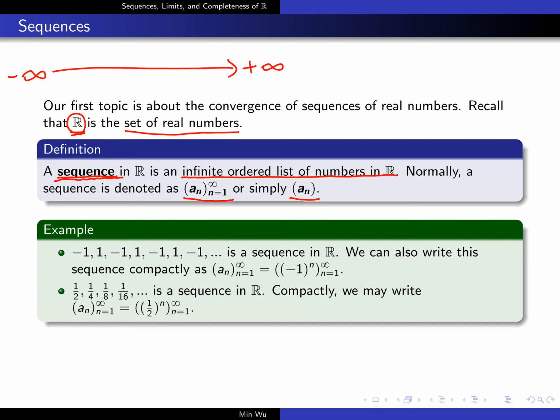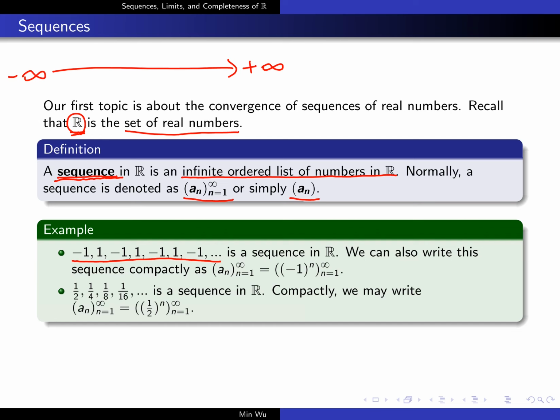Alright, so let's look at 2 examples of a sequence. The first example is if we consider this ordered list of numbers, -1, 1, -1, 1, -1, 1, -1, 1, and so on, and it just goes on. Then this is a sequence in R because it is an infinite ordered list of numbers. Notice that in sequences we allow repeated values to show up. Basically, there are only 2 values, -1 or 1. For odd terms, we got -1, and for even terms, we got 1s. And this is a sequence.